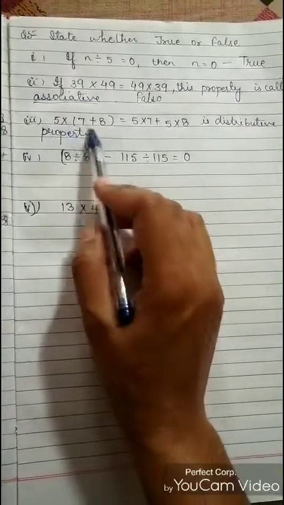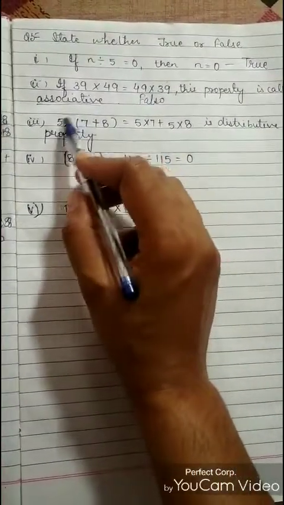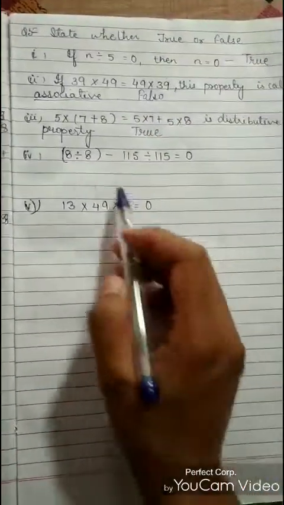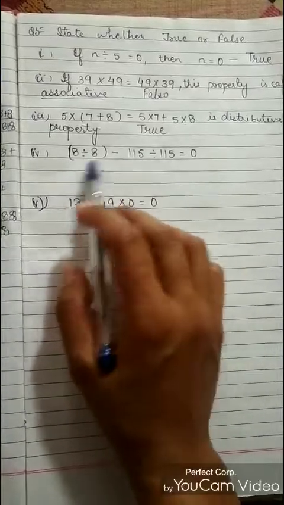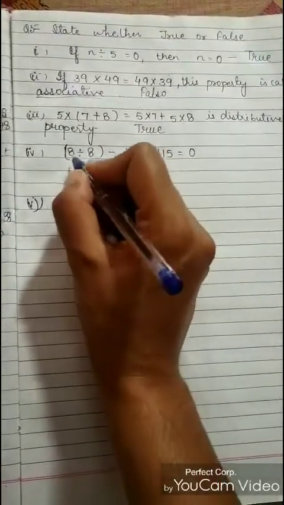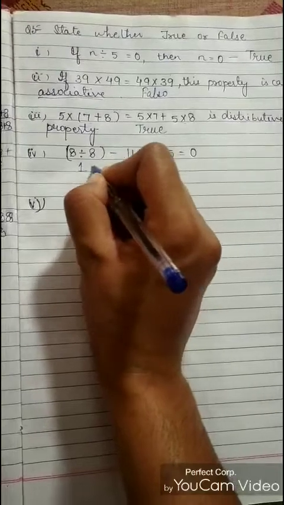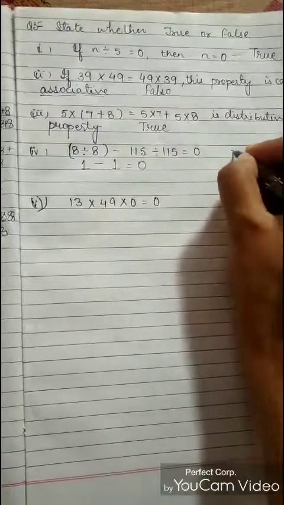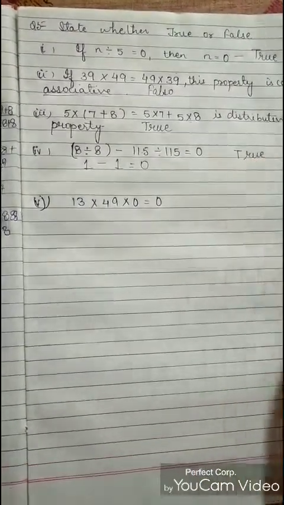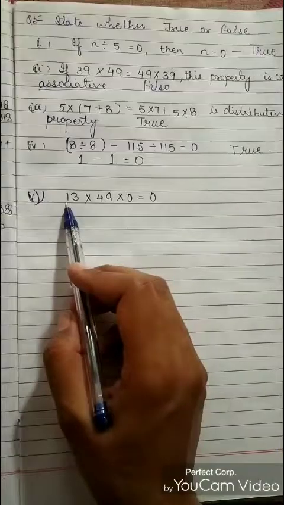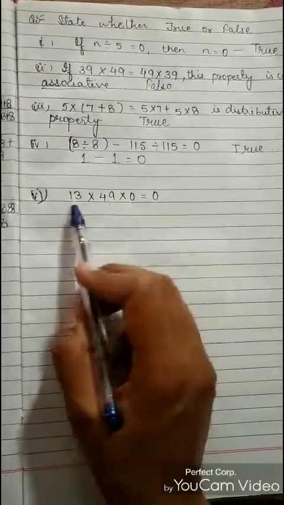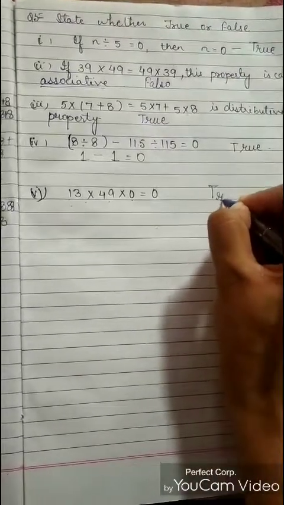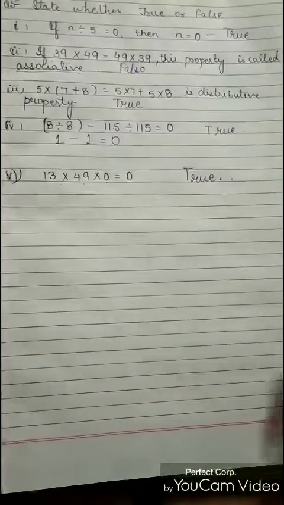Now, distributive, yes. 5 is multiplied to both the terms separately, it is distributive. True. Now here, is the simplification of this equal to 0? Let us just solve. 8 divided by 8 is 1, minus 115 divided by 115 is 1. 1 minus 1 is 0. So this is true. Now next, 13 into 49 into 0. Whenever we multiply any whole number with 0, we will get answer as 0. So this is also true.